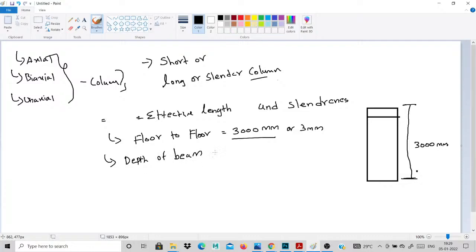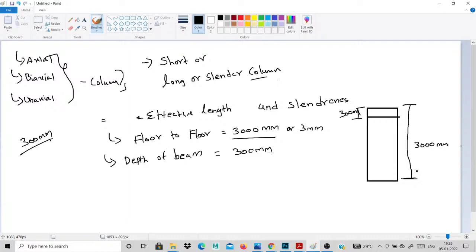For my beam depth, I take an assumption of 300 mm. First of all, you write this 300 mm. My beam depth is 300 mm, and this is our 3000 mm.